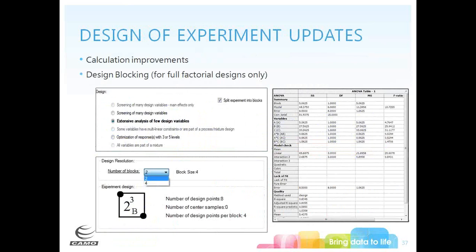We have made many updates for our design of experiments module, improvements in our calculation, and the ability to add blocking for full factorial designs. So if you have a full factorial design and want to test this with blocking, you then have the choice of the number of blocks that you'd like to use. And then in your ANOVA table, you will get your values for your model as well as for that of your blocks. And by looking and analyzing this, you can see whether or not there's a significant difference in performance of blocks and whether or not you need to randomize your designs.